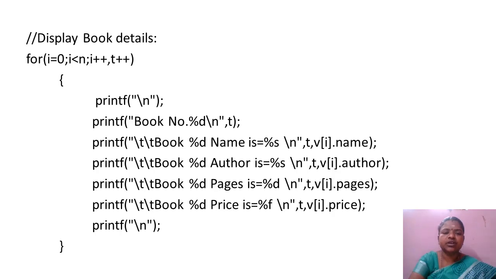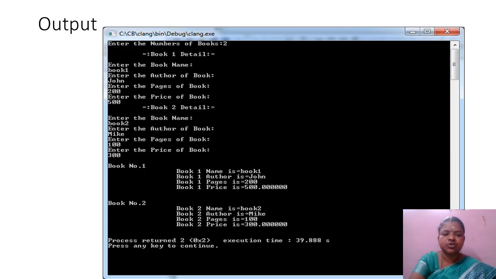Then we display the book details again using this for loop, and the book details will be displayed like this. The output.